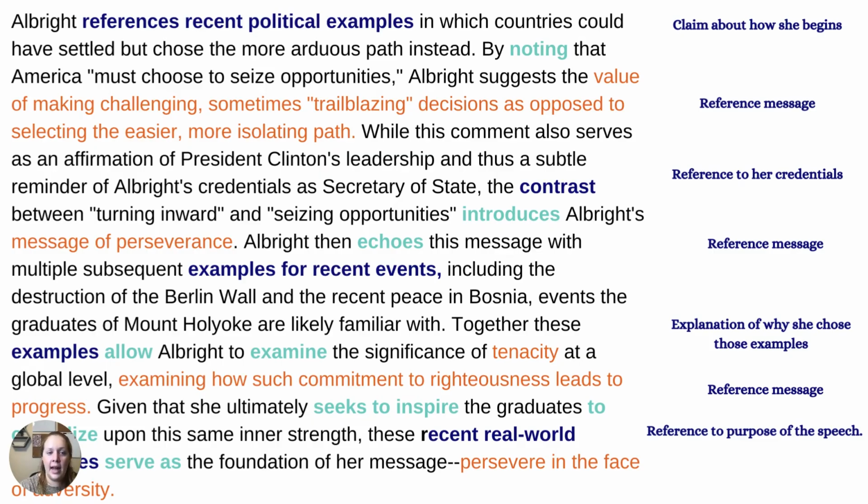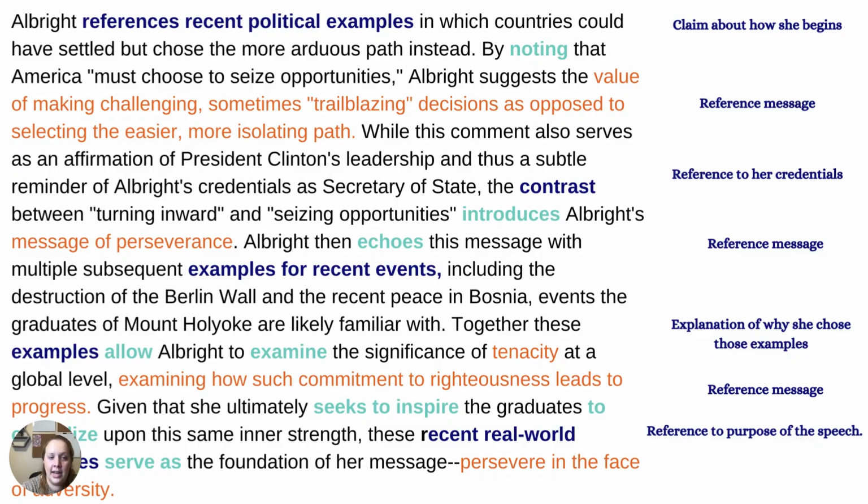So we are including some of those more precise words as well. "By noting that America must choose to seize opportunities, Albright suggests the value of making challenging, sometimes trailblazing decisions, as opposed to selecting the easier, more isolating path." Noting is stronger than saying says, and sometimes we do need to say what they said, so we've got our evidence there. That's an example of an embedded quote. That was a part of the sentence. I didn't take the whole sentence. I just took the part I needed, and it's pretty short.